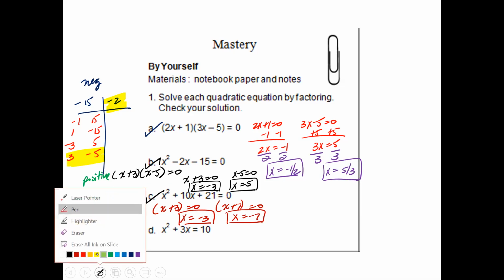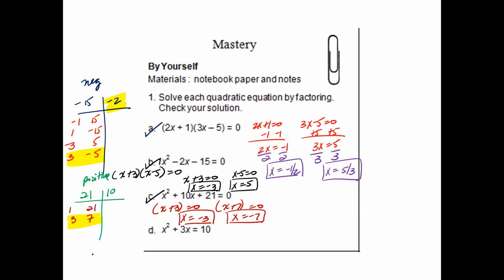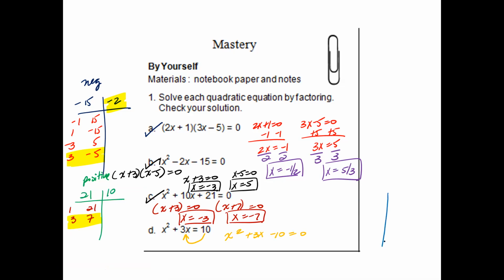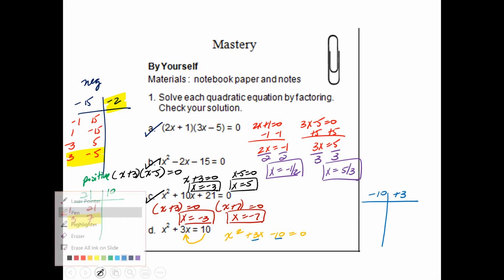C, done. Let's take a look at D. With letter D, notice how your 10 is over here, which I don't like, so I'm going to move it over. So when I rewrite this, x squared plus 3x minus 10 equals 0. And then I can set my little chart to factor this out. My last number is a -10. My middle number is a +3.